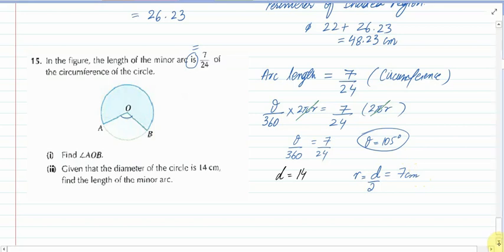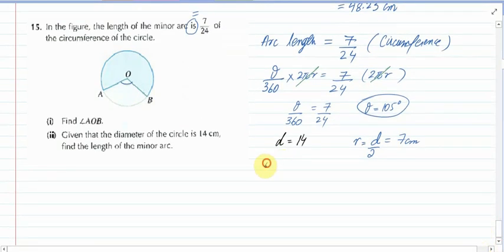So arc length of minor arc means angle divided by 360 multiplied by 2 pi r. Now the value of r is 7. 7 times 2 is 14 pi. The value of theta, it's 105 divided by 360.